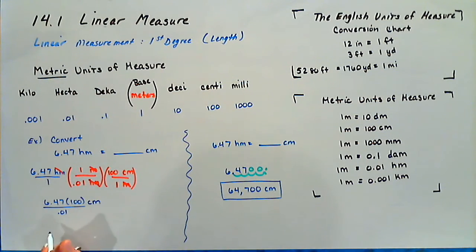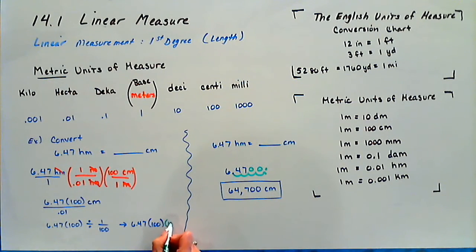Which, again, I don't have my calculator handy. This would be the same as 6.47 times 100 divided by 1/100th, but dividing by a fraction is the same as multiplying by its reciprocal. So 6.47 times 100 times 100 over 1. And sure enough, I end up with the same answer, 64,700 centimeters. Or grab your calculator and go from there. Okay? So it's pretty cool. Metric is pretty much the same idea, only we're just moving decimals.